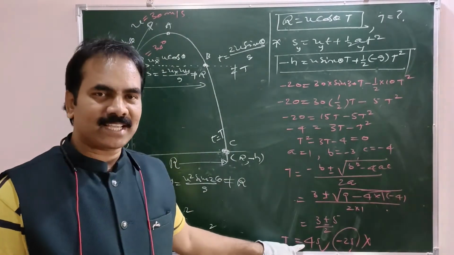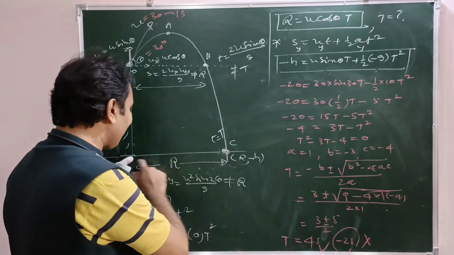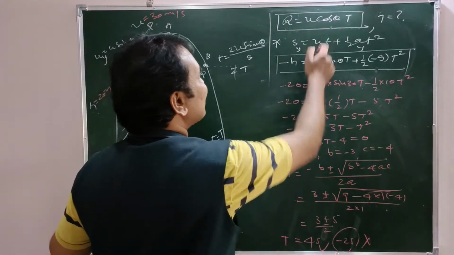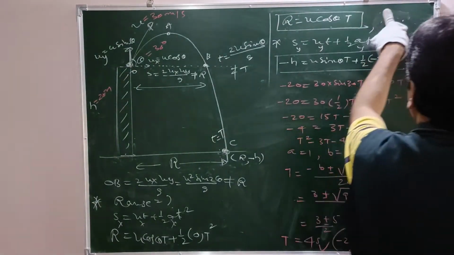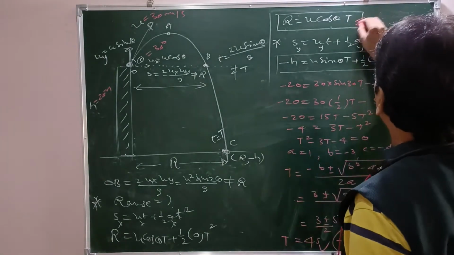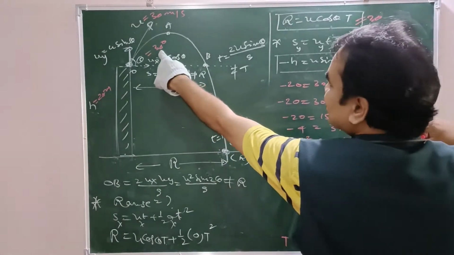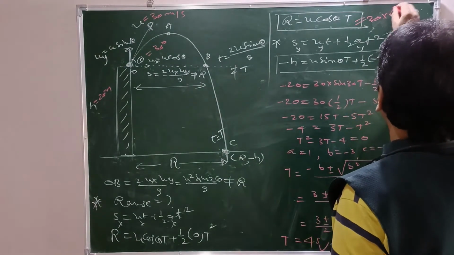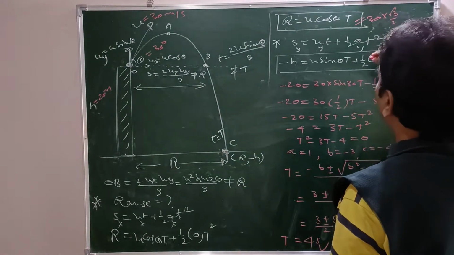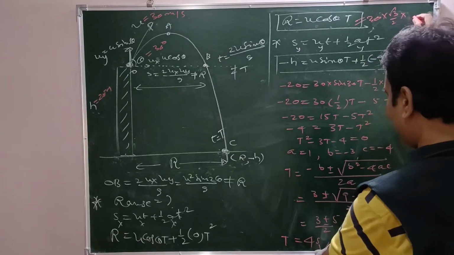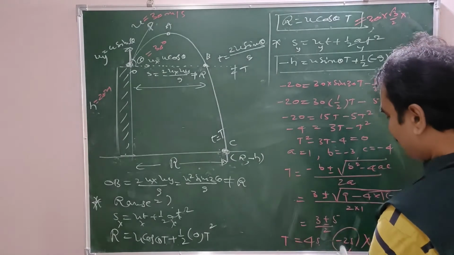What is the time taken? 4 seconds. Now what is the range covered here? Horizontal range means u cos theta into t. Substitute here u cos theta. Range means u cos theta, u means 30, cos 30. Cos 30 means root 3 by 2 into time of flight, 4 seconds.